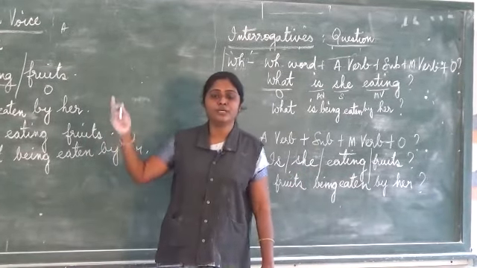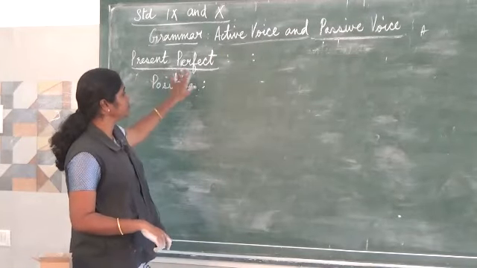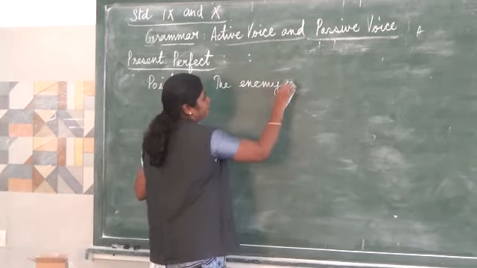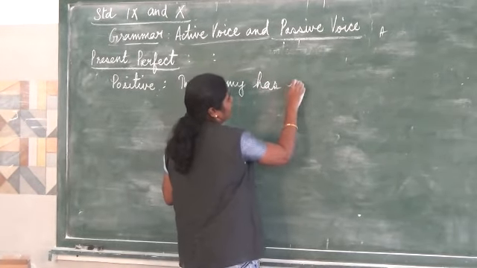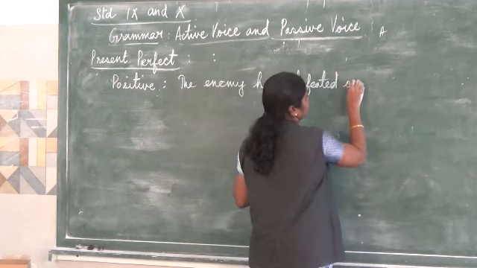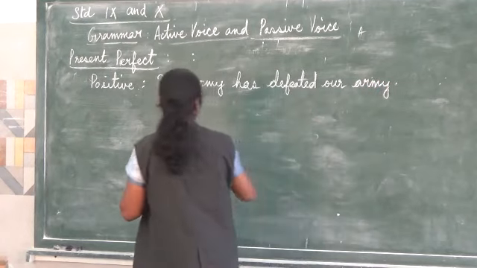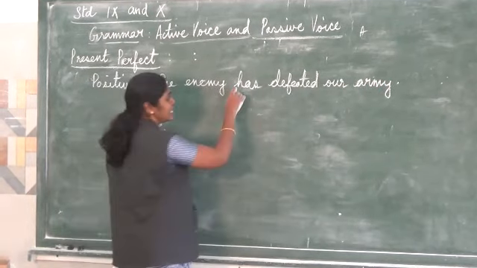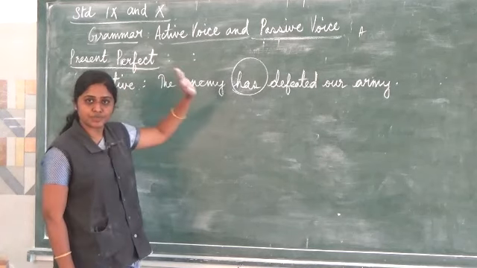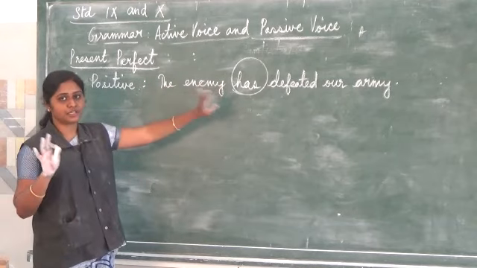Next we will move on to present perfect tense. So now we will see present perfect tense. The enemy has defeated our army. Okay, so now how will you identify this as present perfect tense? As soon as you see this have verb there, you can immediately identify the tense as perfect tense, and has or have is for present tense. So it is present perfect tense.